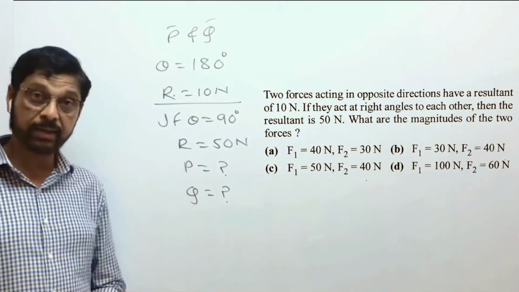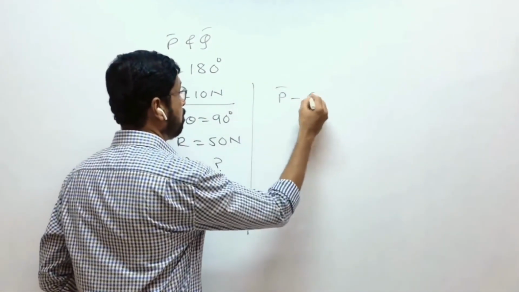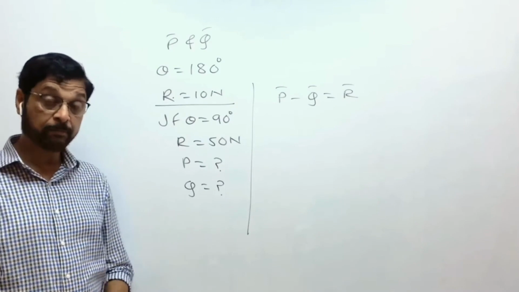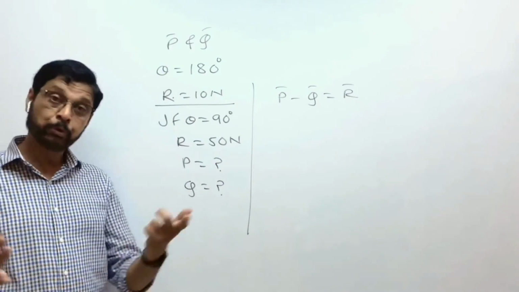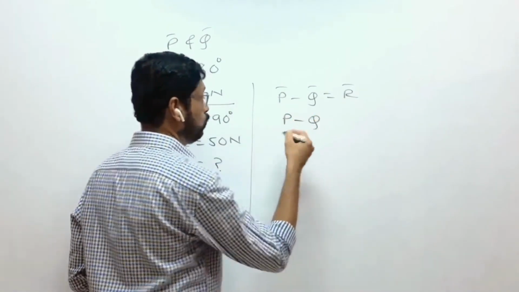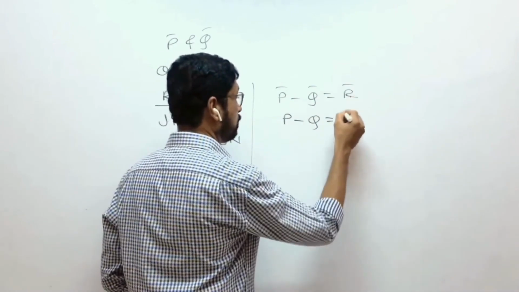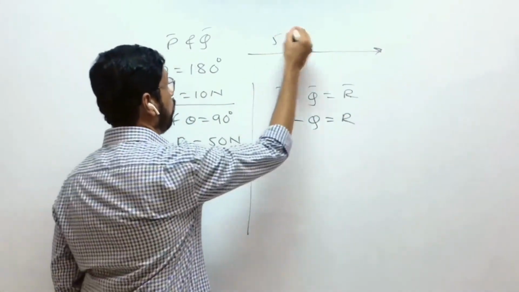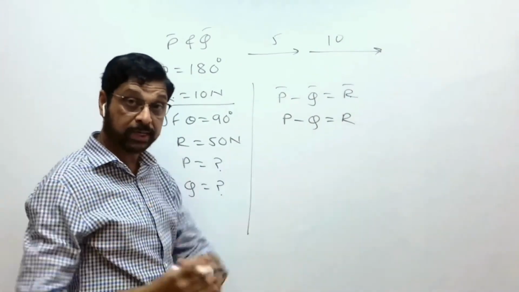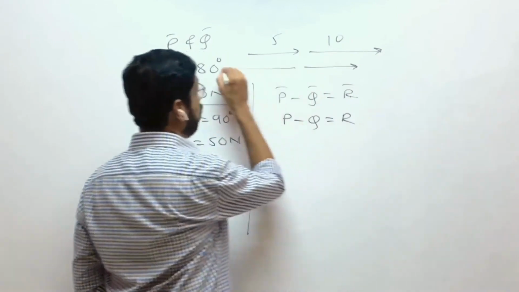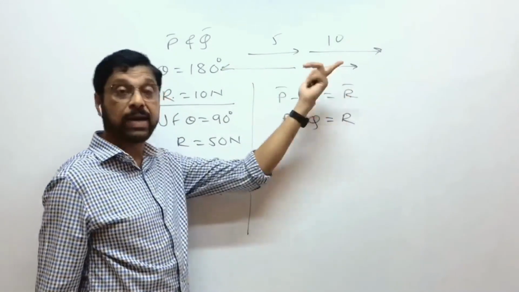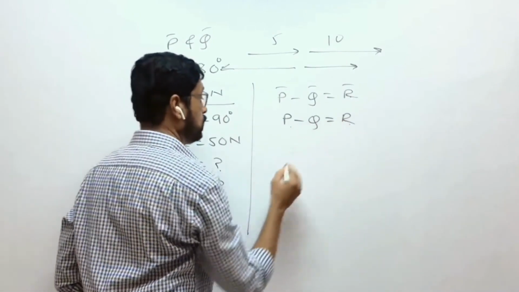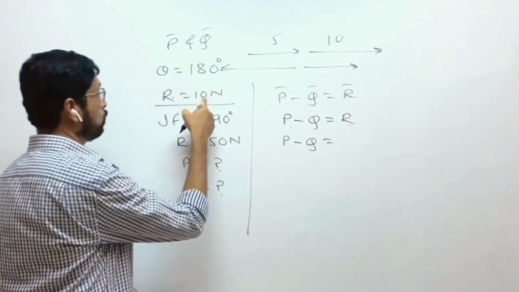Suppose P is bigger and Q is smaller, then P minus Q is equal to R. Vector P minus vector Q is equal to vector R. Since they are in opposite directions, you can directly subtract them. So magnitude of P minus magnitude of Q is equal to magnitude of R. Is this understood? If two vectors are in the same direction, we say 5 plus 10 is equal to 15, directly, no vector method is to be used there. If two vectors are in opposite directions, we say 10 minus 5 is equal to 5. There also, since the directions are opposite, we can subtract directly. So P minus Q is equal to R, and P minus Q is equal to 10 Newton.